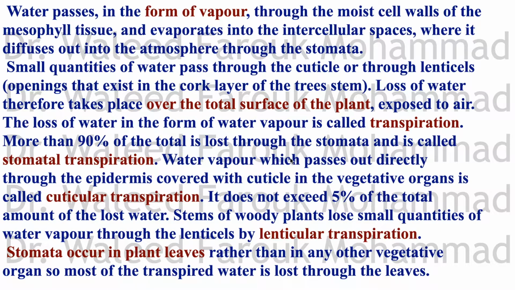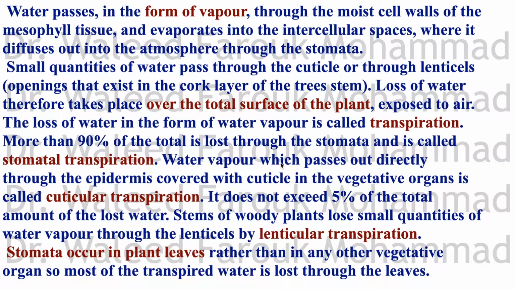Water also passes in the form of vapor in the intercellular spaces of the mesophyll layer. Lots of intercellular spaces are present between the cells there, and water vapor evaporates through them to the stomata of the leaf. Actually, evaporation of water is over the total surface of the plant. This loss of water is called transpiration.